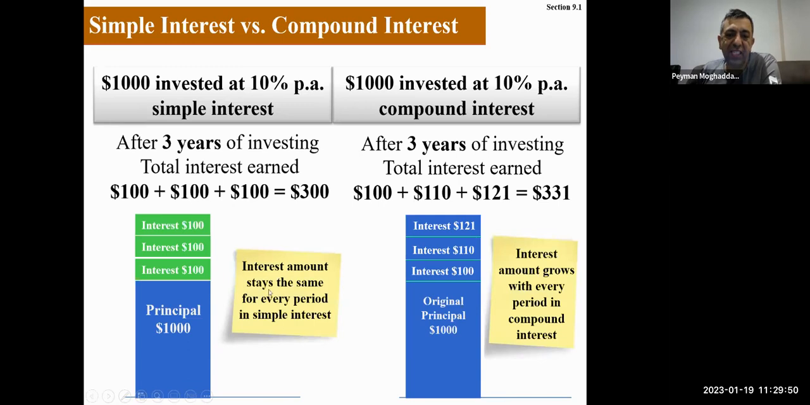So the interest amount stays the same for every period in simple interest. For every period of a year, the interest is going to be the same, and is calculated based on the principal. But in the case of compounding, as I said, interest grows with every period. The interest in the first year is the same as simple. The second year is 110. The third year is 121. The fourth year is going to be more. So the interest grows exponentially in compound interest.